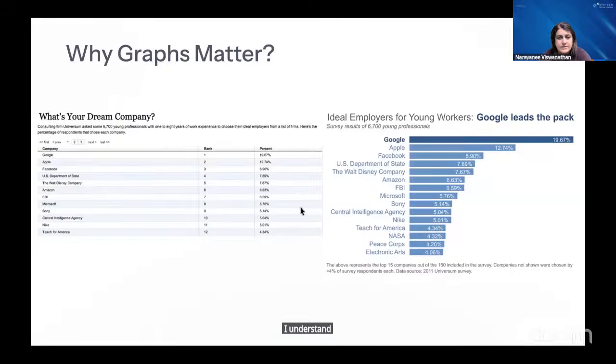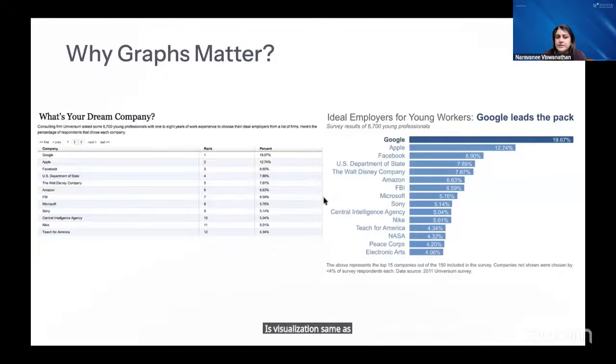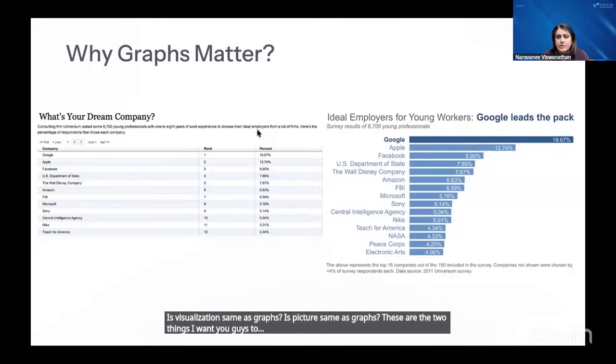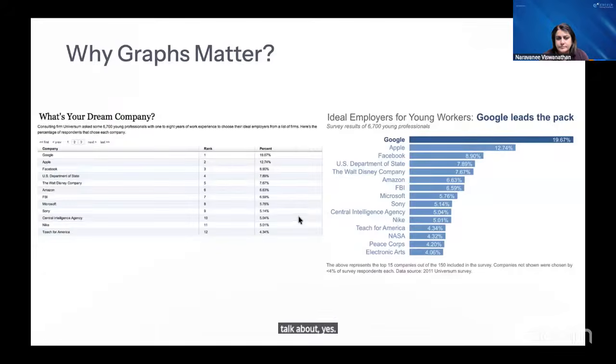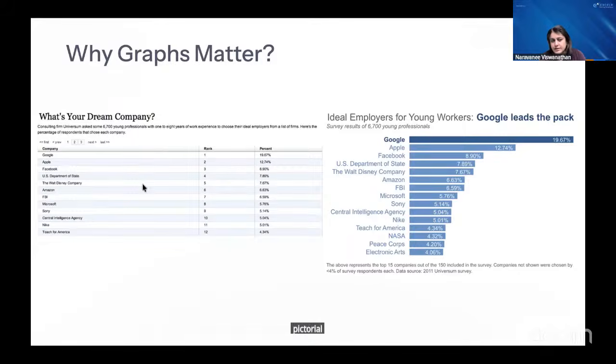I understand this. So now there are two interesting things I want you to tell me. Is visualization same as graphs? Is picture same as graph? These are the two things I want you guys to talk about. Compact data, okay. Yes, all of these are valid. So another question based on what you have told me: is the picture same as the graph? Pictorial form of data, okay.